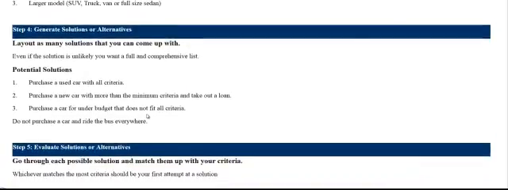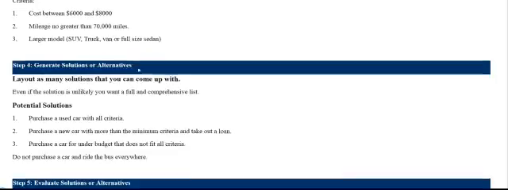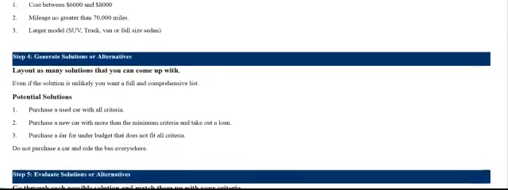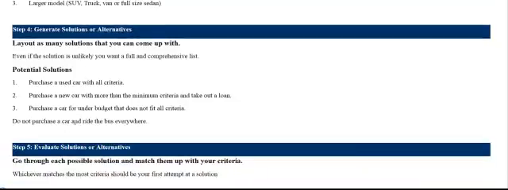Or potential solution 3, purchase a car for under budget that does not fit all my criteria. So maybe you find a car that is $4,500, but it has 97,000 miles on it, or something along those lines. And the final one, I'm going to leave it not even numbered, but it is really a solution if you think about it. It's to not purchase a car and ride the bus everywhere or ride a bike. And some people actually take those routes.